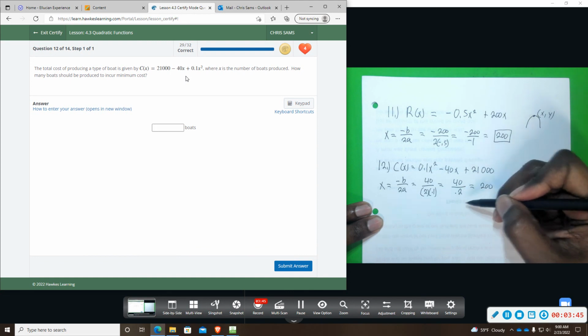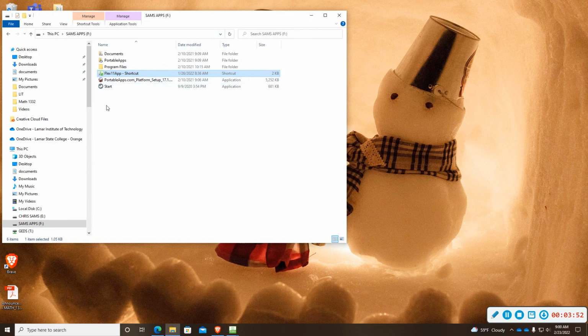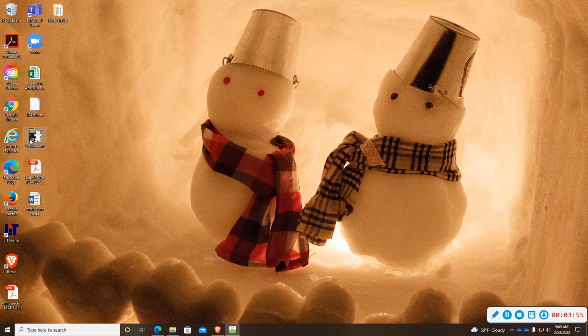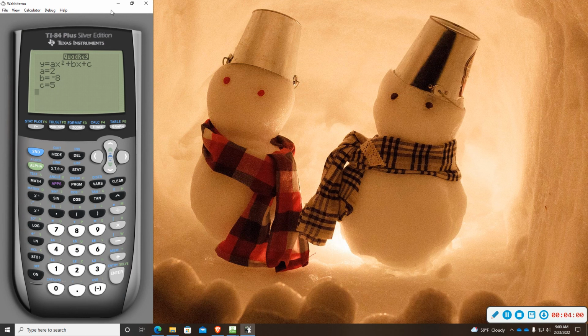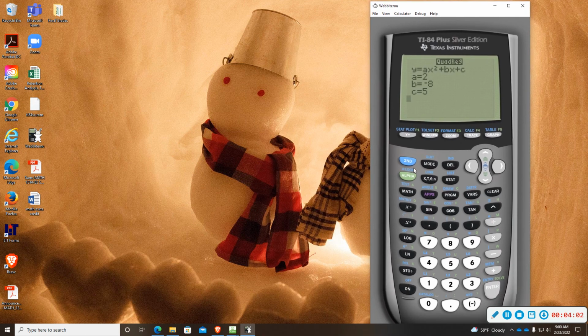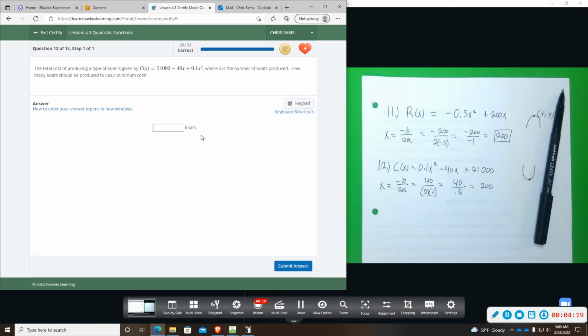It's like dividing by half and then times 10. Let's double check and verify that just to be sure. Let's clear this out. So 40 divided by 0.2. There we go, 200. Okay. So we get 200 again.